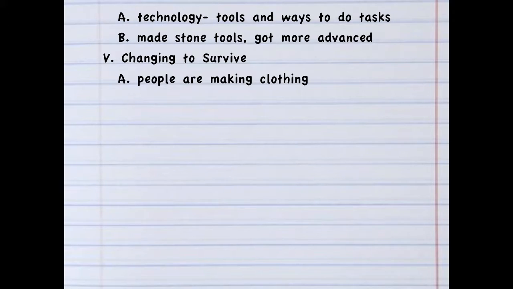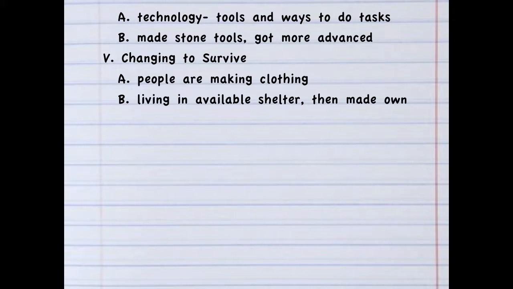Some of the changes that we made, or the adaptations, were we started making clothing. We at first began living in available shelter, and then we branched out and we started making our own shelters, meaning we moved from available shelters like caves to making our own shelters, lean-tos out of sticks or animal bones.